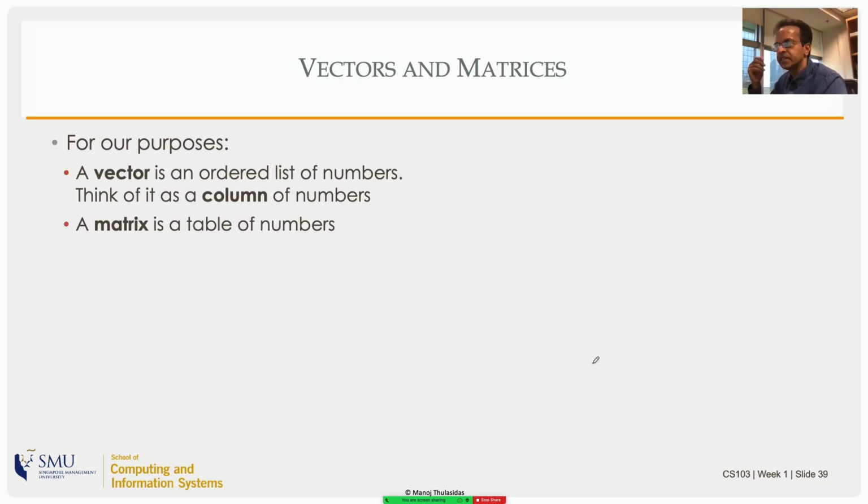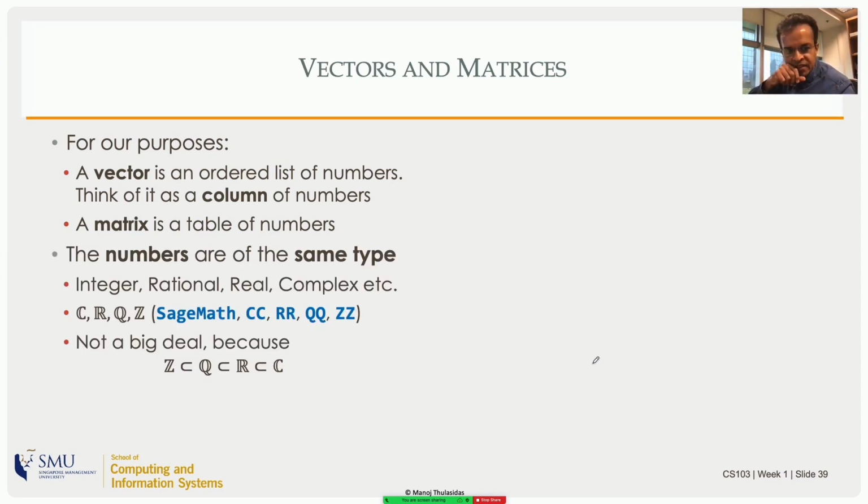Let me just recap. For our purpose, a vector is an ordered set of numbers. It's a column of numbers. A matrix is a table of numbers, and the numbers within the table can be integer, rational, real, complex, etc. In our case, we are always interested in real numbers, but instead of R, you could have C for complex numbers, or a Z for integers, and Q for rational, etc. Those are all different sets of numbers: real numbers, rational numbers, integers, and complex numbers.